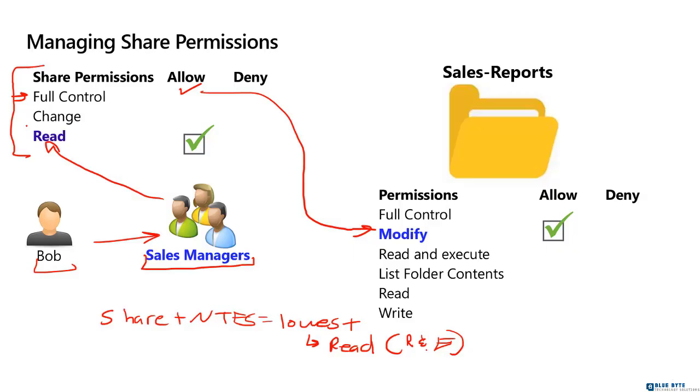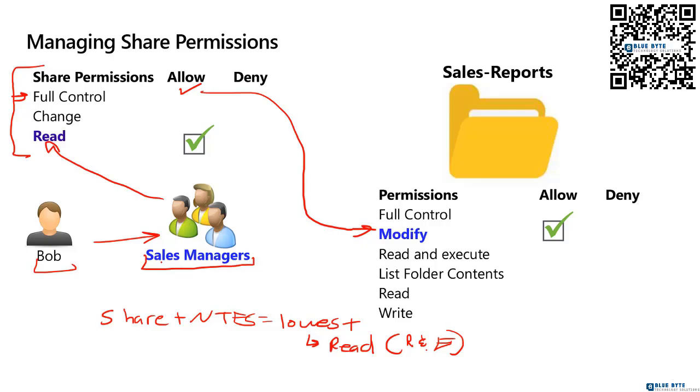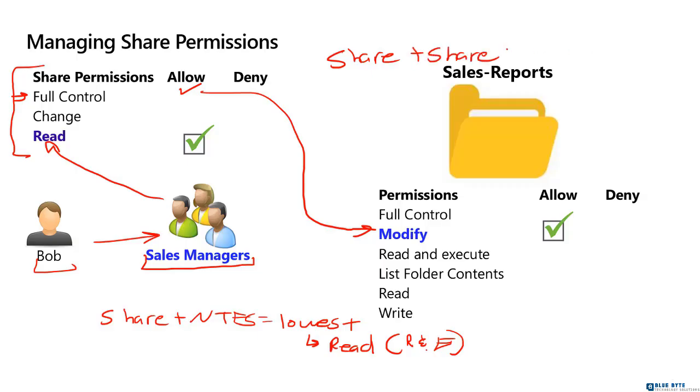So remember, when you combine one NTFS permission with another NTFS permission, it is the highest permission. When you combine a share permission with an NTFS, it is the lowest. Now, if you are a member of 2 groups that have share permission, say there's also the sales users group, although it's not in this diagram, and the sales users group has read and we elevate sales managers to full control. When you combine one share permission plus another share, it is the highest.